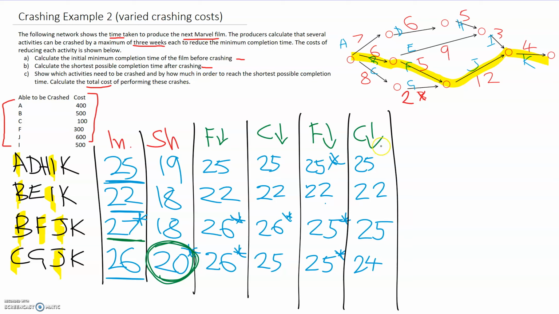So we're continuing along, always choosing the cheapest possible crash that's going to reduce either or both of the current critical paths. So on this one, are there any crashes that will reduce both? No, so let's just look for the cheapest. A is 400, B is 500, F is only 300. We've crashed F twice, but we are allowed to crash up to 3 times. So we're going to do F one more time. And I'll pause it and continue until we get to the end.